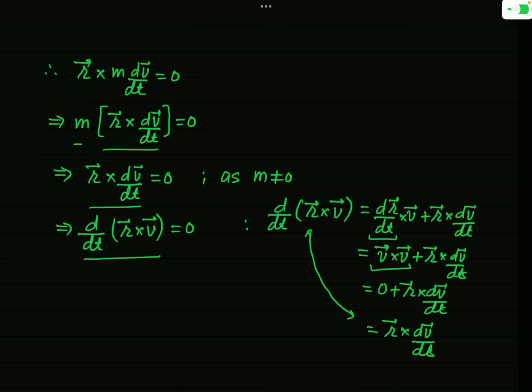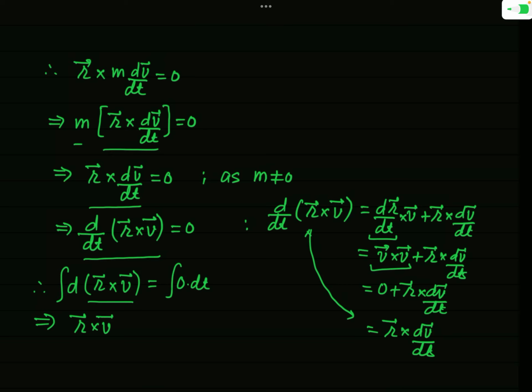Now as this d dt of R cross v is 0, let us integrate it. The integral of the differential of R cross v will be the integral of 0 dt. Now you know that the integral of the differential of R cross v will simply be R cross v. Have you understood or not?